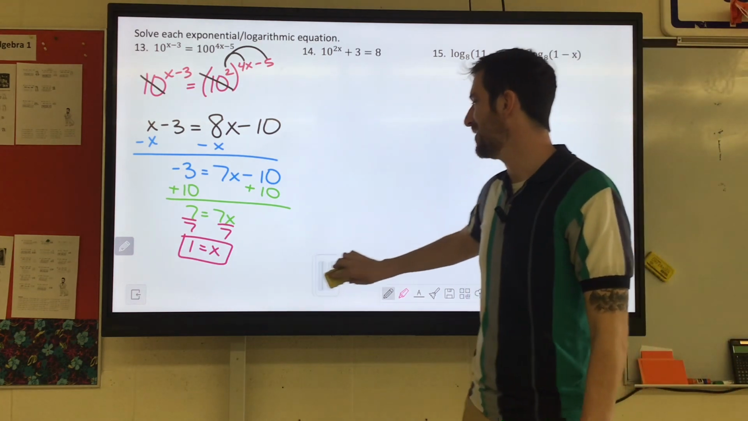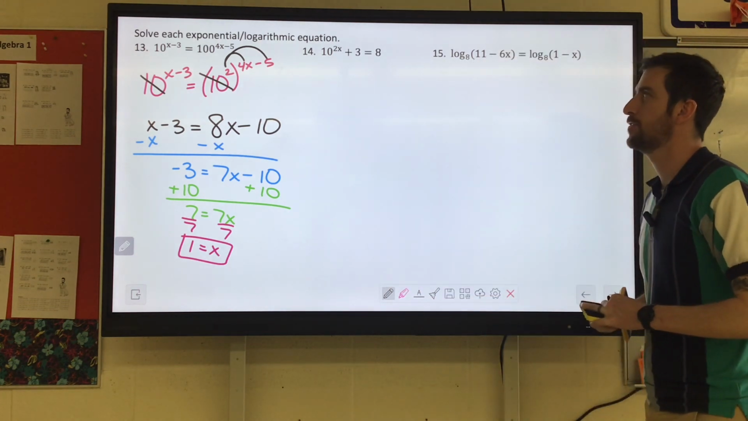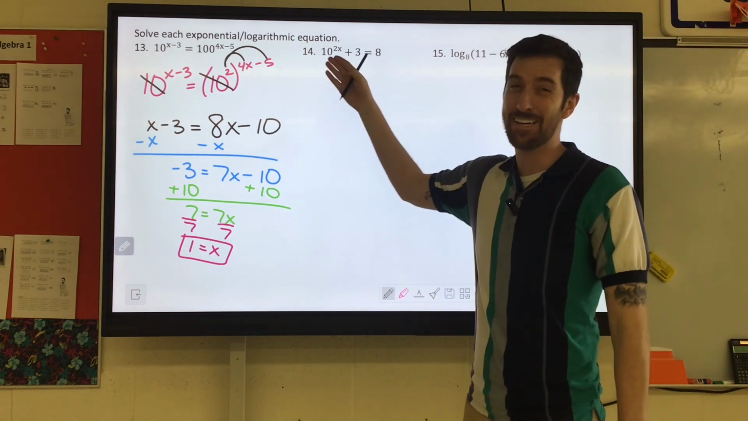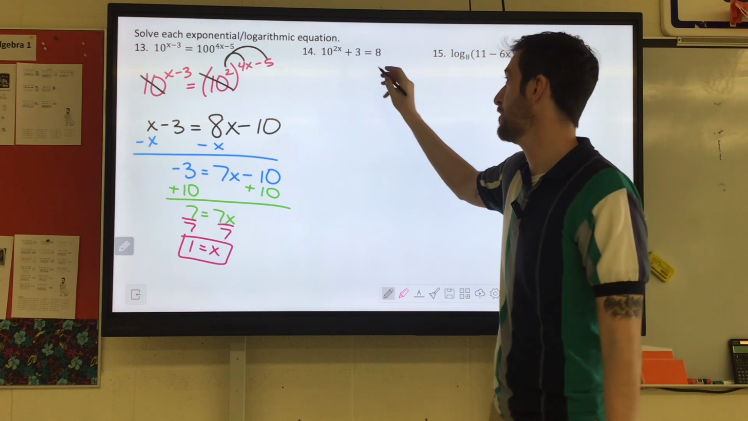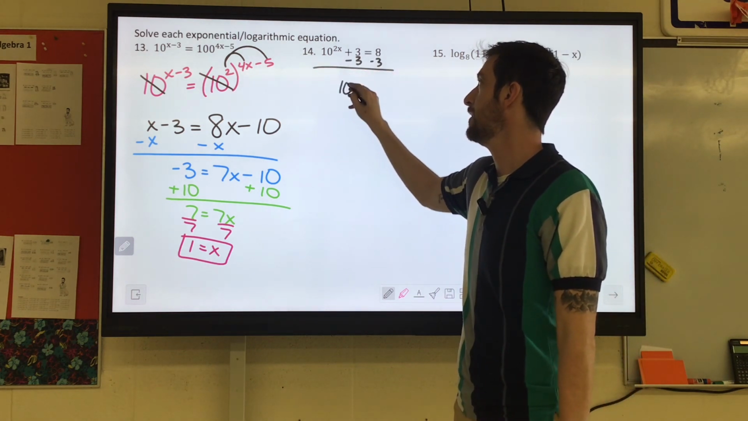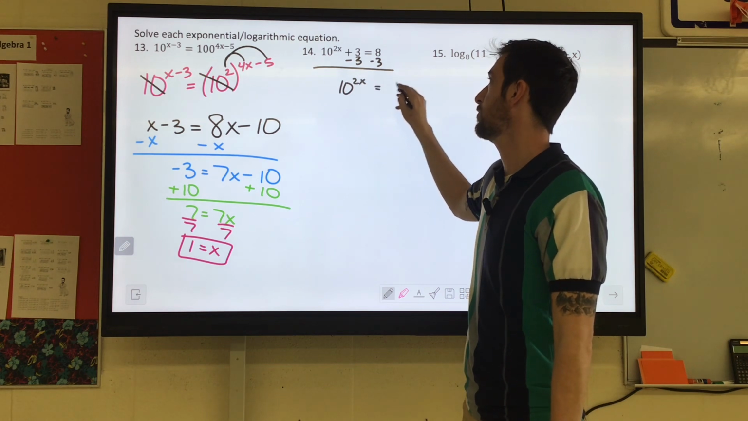Number 14 is an exponential equation. So we're going to have to isolate the base with the exponent, meaning I got to get rid of that +3. It's just the loose +3, so we can subtract 3 on both sides. We'll have 10 to the 2x equals 5.